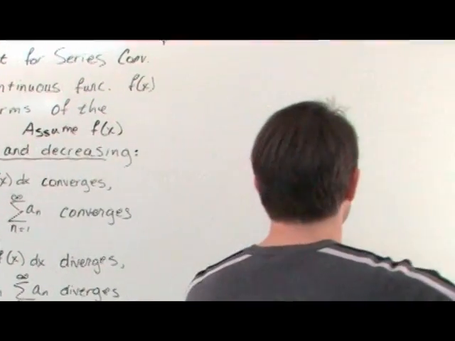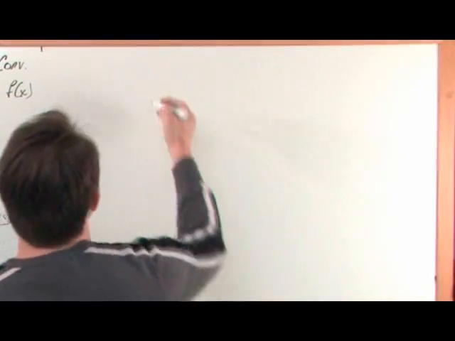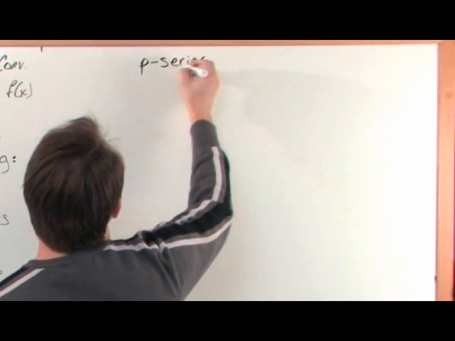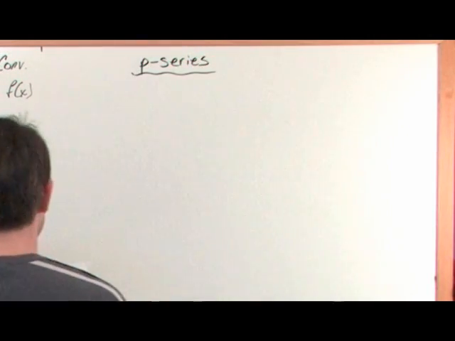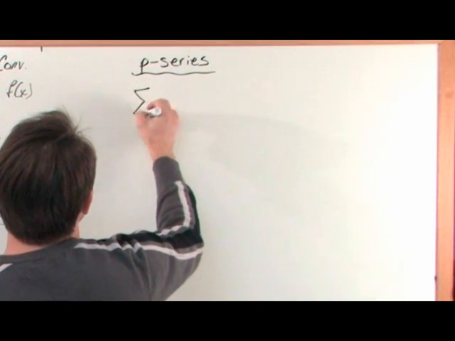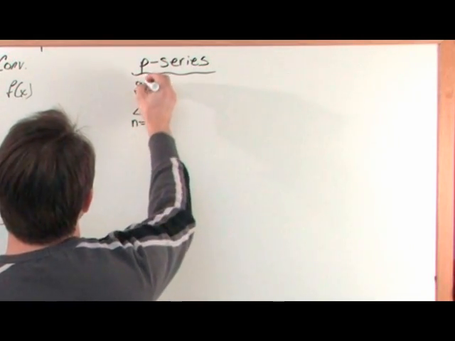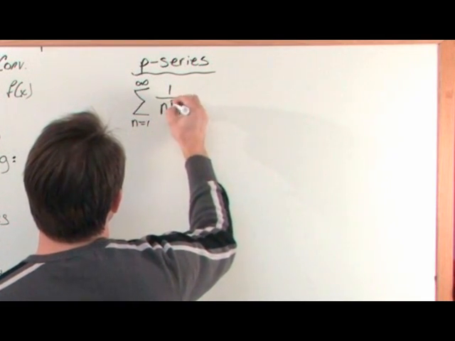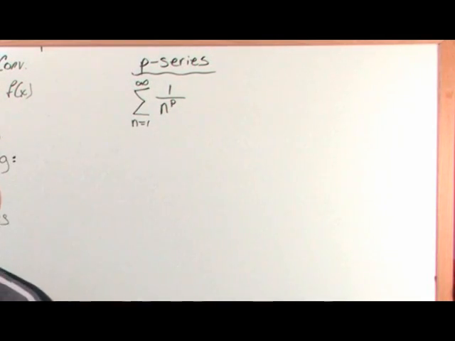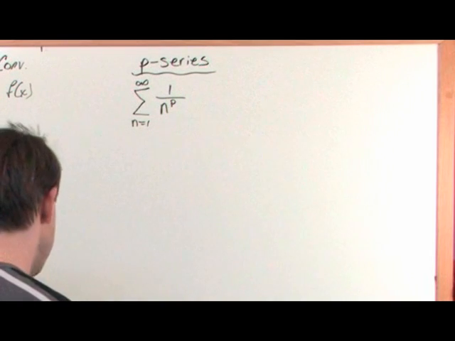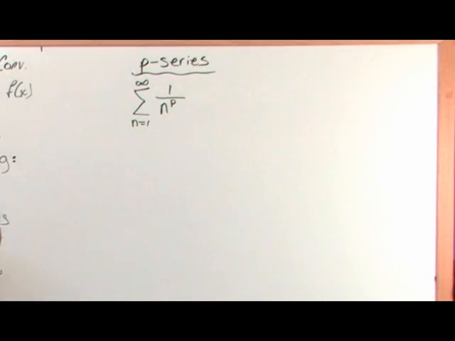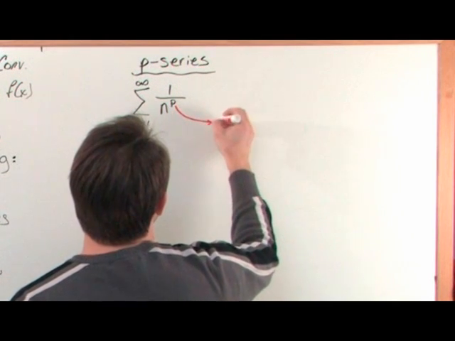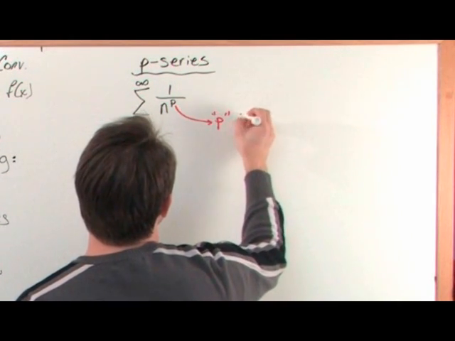Okay, so we're going to talk about something called the p-series. You'll see why we call it that in a second. It's pretty simple. But the p-series looks like this. The sum from n equals 1 to infinity of 1 over n raised to the power of p. Now I think you see why it's called a p-series. p is a number, okay? In fact, I'm going to write that down to make it explicit. p is just a number.